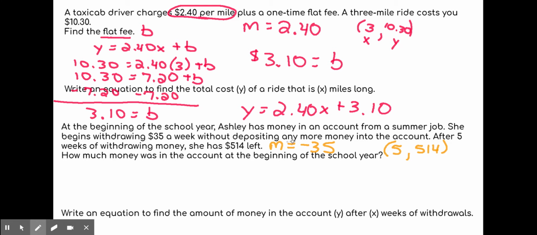Okay, so we know M, we know the slope, we know the point. The question is, how much was in the account at the beginning of the school year? That's your initial value. That is B. So I want you to take a minute and I want you to use the process we've been doing. Tell me what B is. What's the initial value?